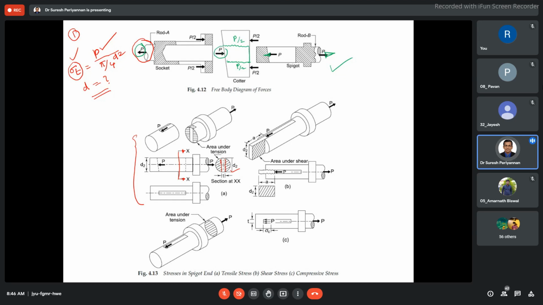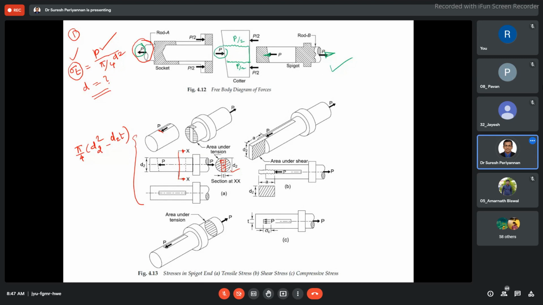We already discussed the basics of this earlier, in the last chapter also. Then what is the area here? The section XX area is pi by 4 d1 squared minus d2 t. Okay, now I apply this. What is the force here? This portion is going to be in tension, right? Tension in the socket. Okay.